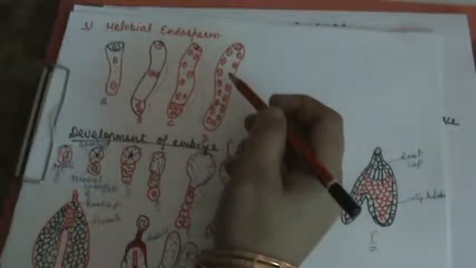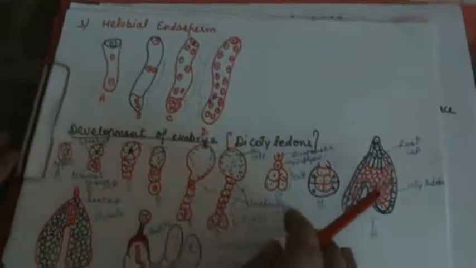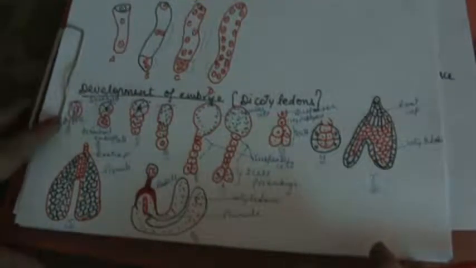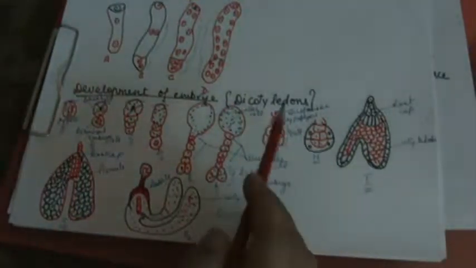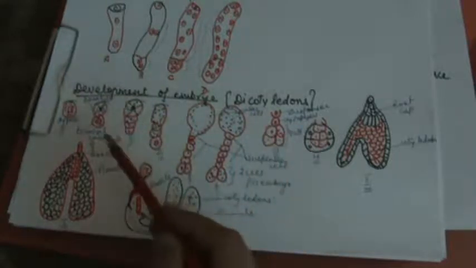Next topic is development of embryo. Students, we will study development of embryo in two parts: one in dicotyledons and second in monocotyledons.